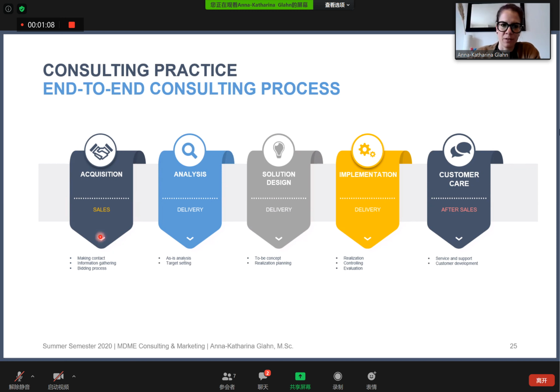So we will dive deeper into this. The acquisition is to make contact and to gather information. It also includes the bidding process and the contract design. And the analysis includes the as-is analysis, of course, but also the target setting. So what is the main target, maybe on a higher level, because you go deeper with every step. Then when it is clear what the as-is situation is and what the target is, you are able to design the solution and the to-be concept.